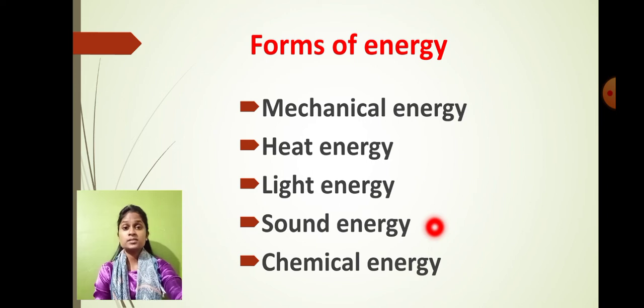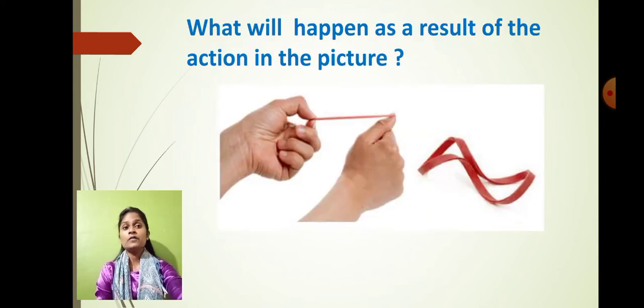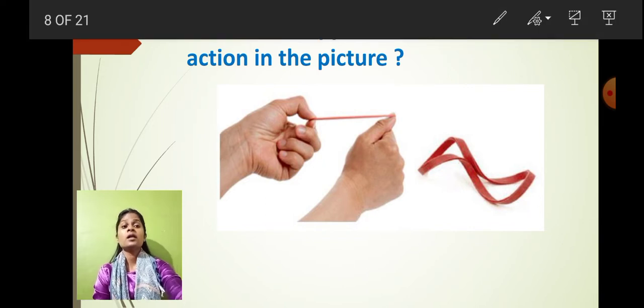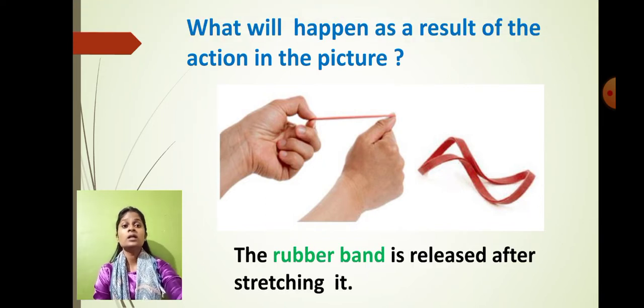Understood? So students, today we are going to learn about mechanical energy and the types of mechanical energy one by one. Before that, have a look at this picture. What action is taking place in this picture? What is this boy trying to do? A boy is trying to stretch a rubber band. Now my next question is, the rubber band is released after stretching it. Right? As you can see, a boy is trying to stretch a rubber band, and after stretching, the rubber band has been released.